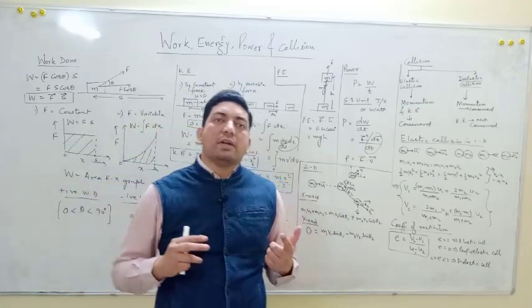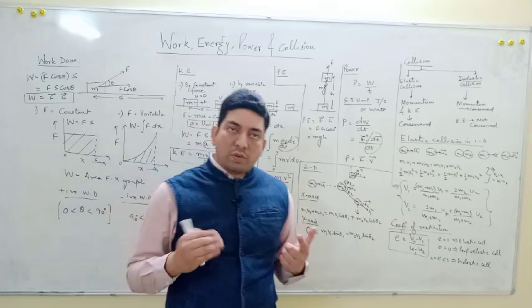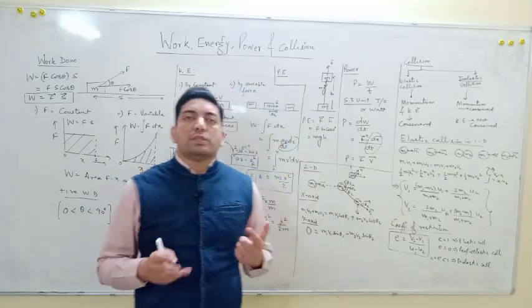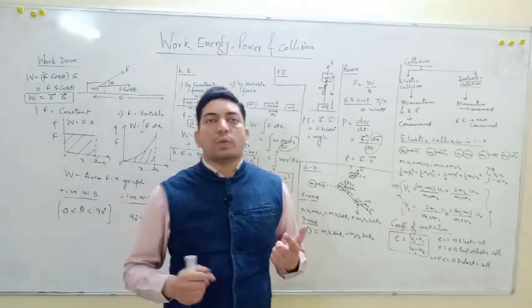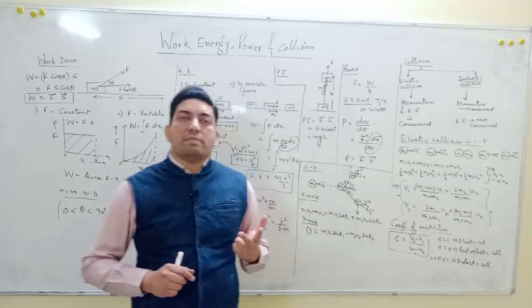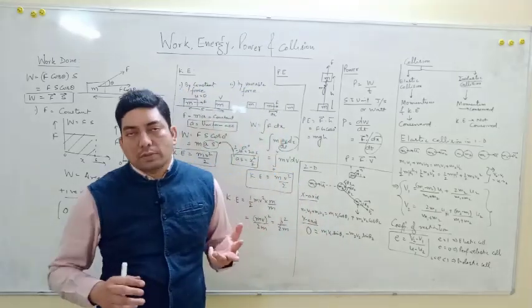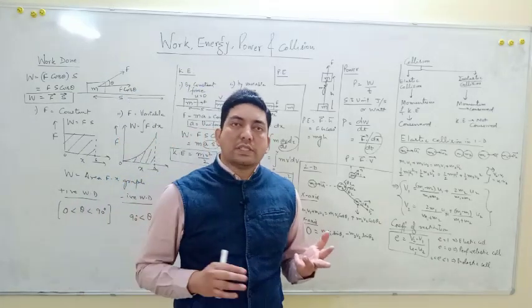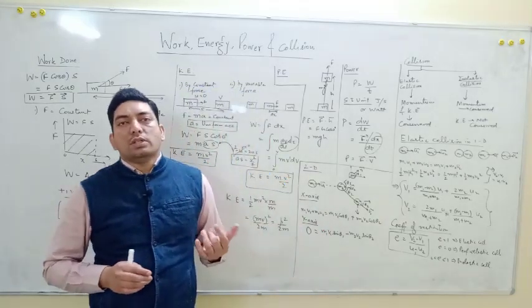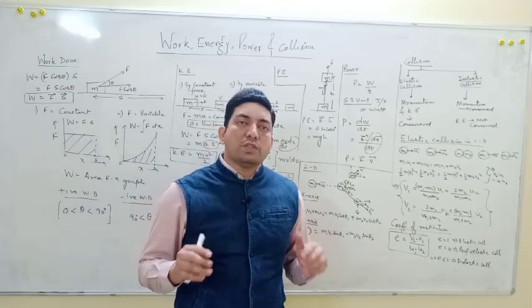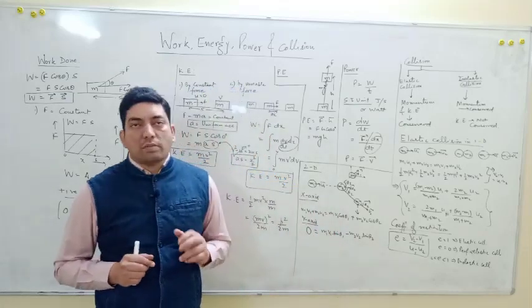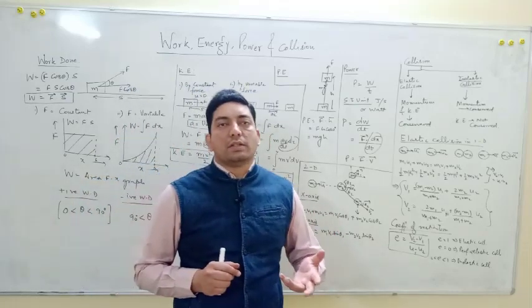Then kinetic energy is possessed by a body by virtue of its motion, which is half mv square, which is p square by 2m. Potential energy is mgh. Power is defined as the dot product of force and velocity, or rate of doing work, which has SI unit watt. Collision is said to have occurred when two bodies physically collide with each other or when the motion of one gets affected by the other.